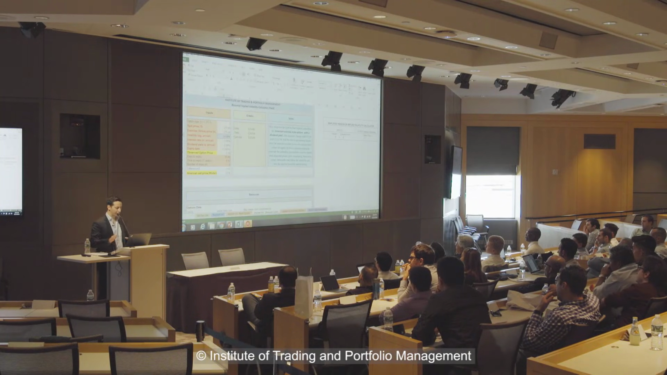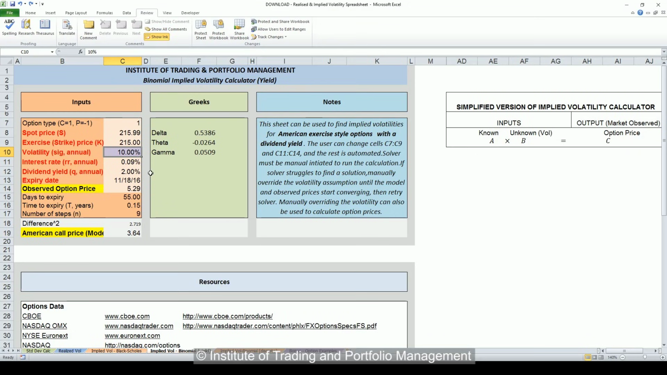You'll get the PDF guide, and there's lots of notes in here as well that you can have a look at. So for example, let's manually change the volatility from 10% to 12%. And watch this cell here, the model option price. So it increased. It's gone up to 4.33. It started converging to the observed option price. Now, luckily, you don't need to go through a manual process to actually do this.